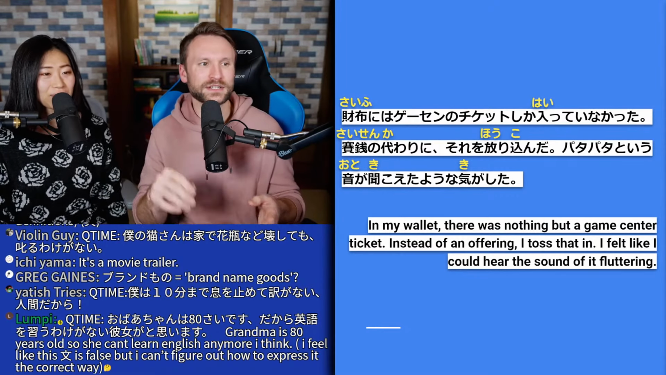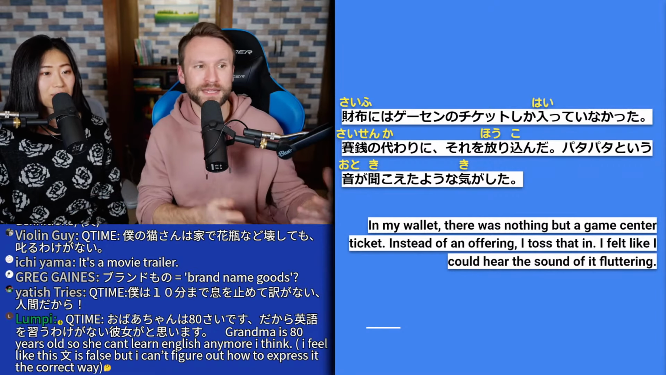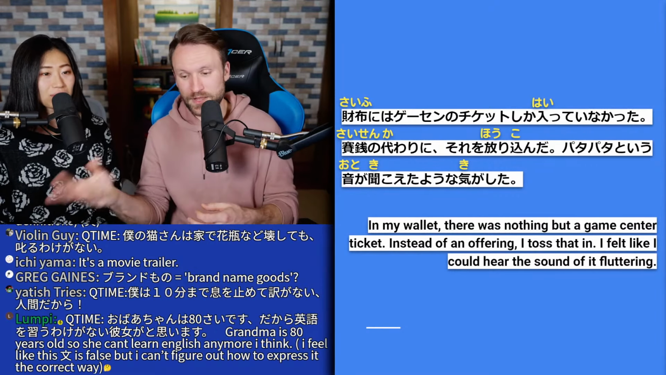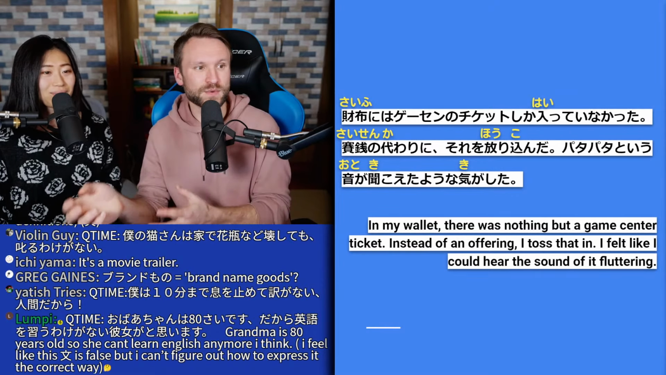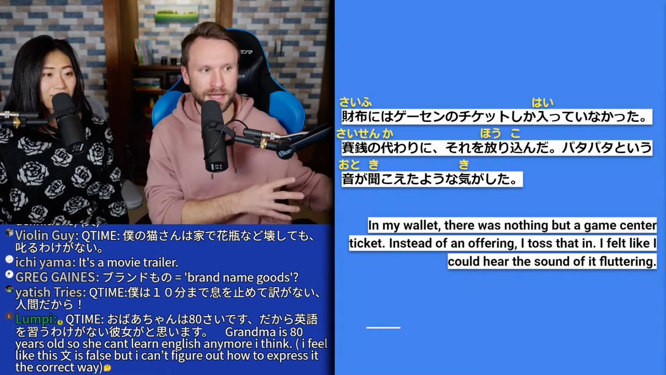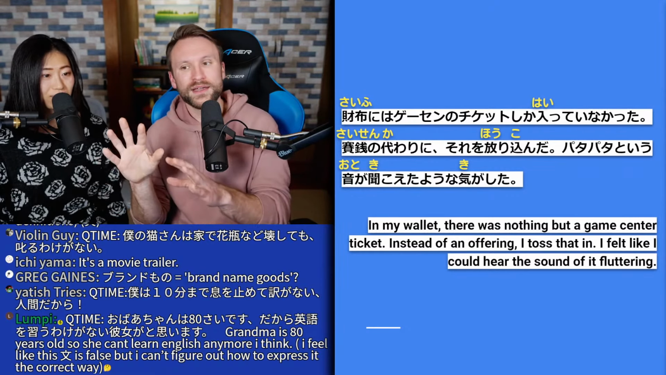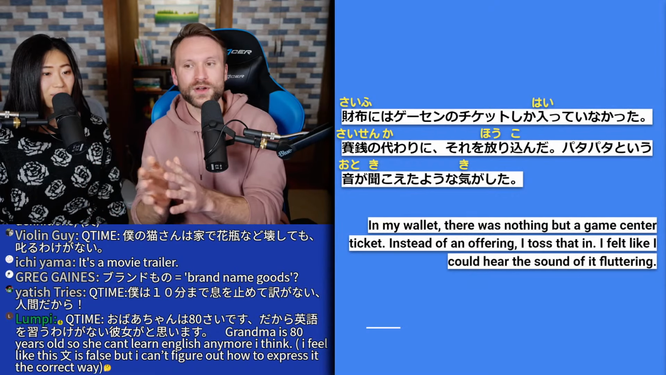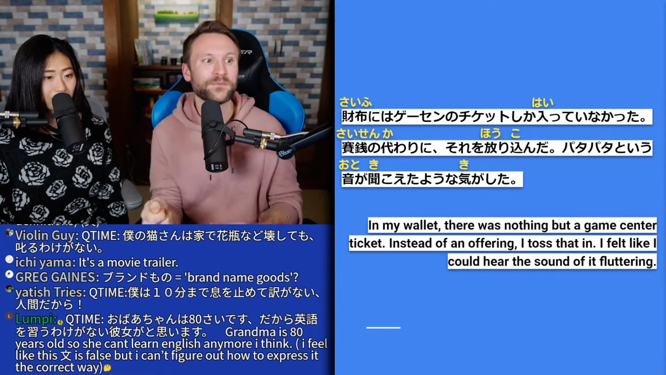So a ticket from the game center. しか入っていなかった. So there is nothing but the ticket from the game center. しか followed by a negative means there's nothing but that. しか入っていなかった. There was nothing but a ticket from the game center in my wallet. 賽銭の代わりに, so instead of an offering or in place of an offering, それを放り込んだ.